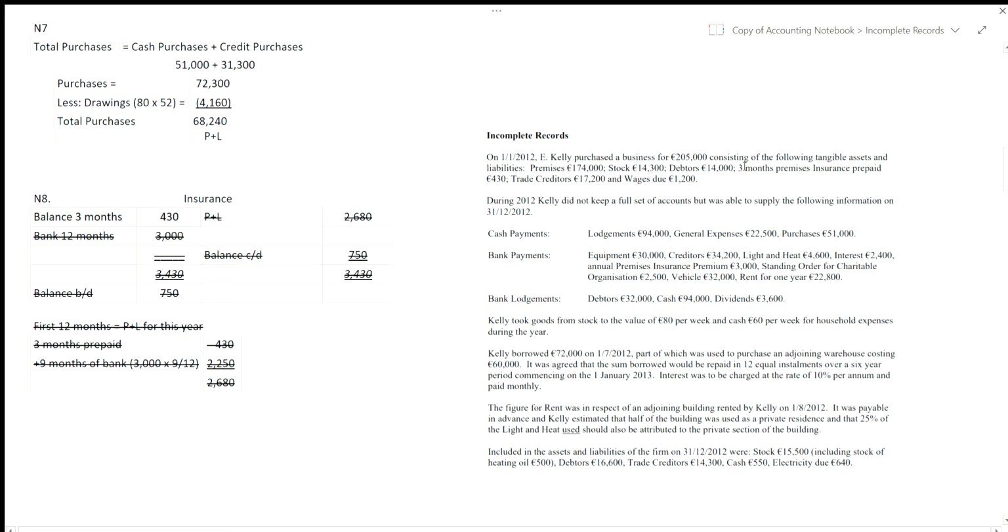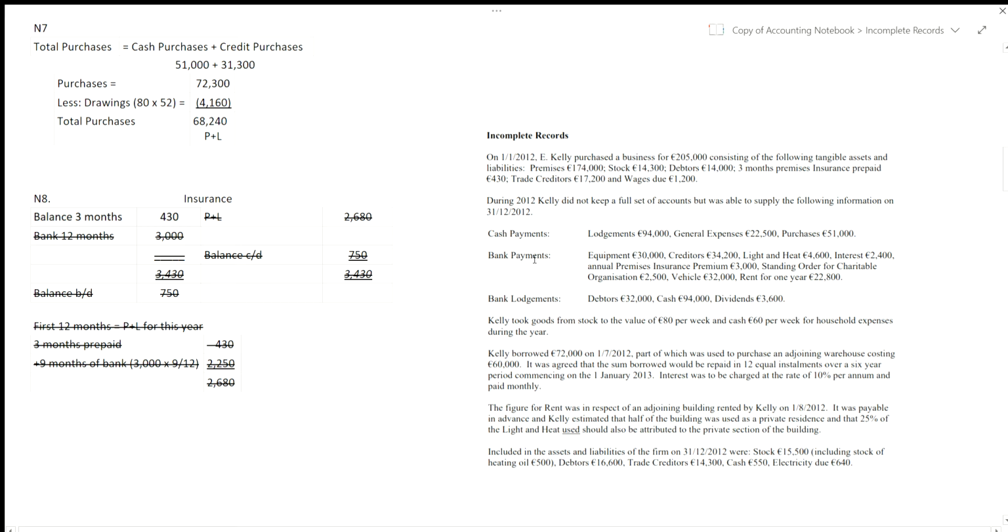So this here is for 3 months, and we need to take note of that, because if we look through the rest of the question, the only other thing they tell us about insurance is in our bank payments. We made an annual insurance payment. So your premium is the amount you pay. So we made an annual payment of 3,000. Now, annual means yearly. So basically, every year they pay their insurance for 3,000.